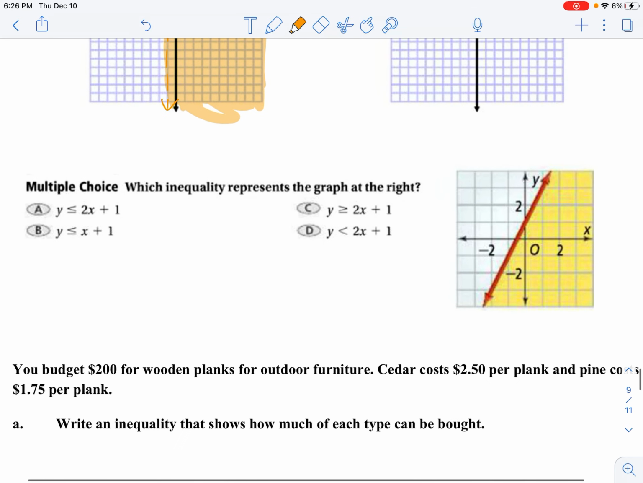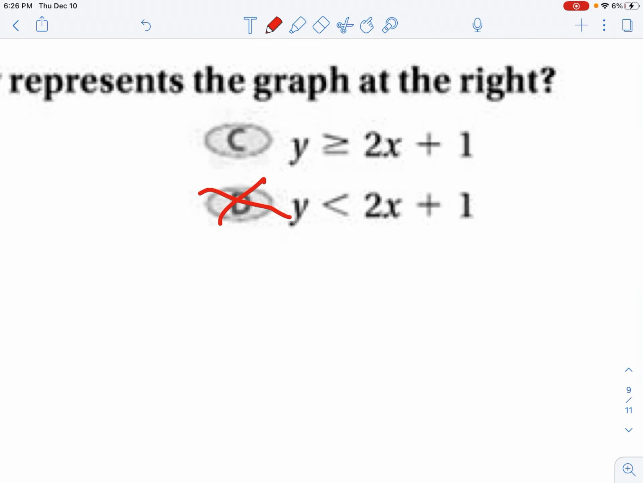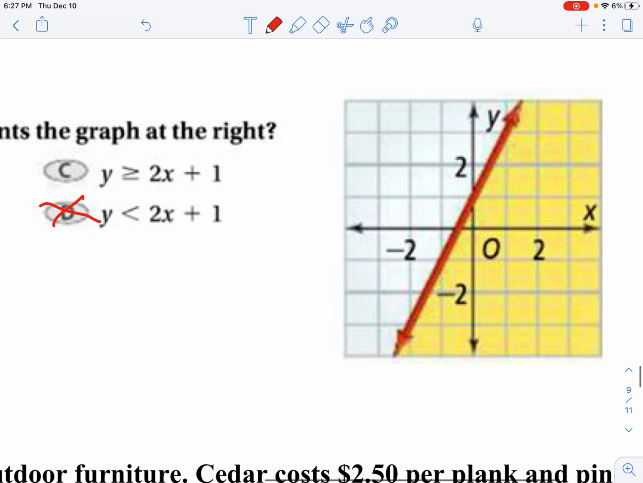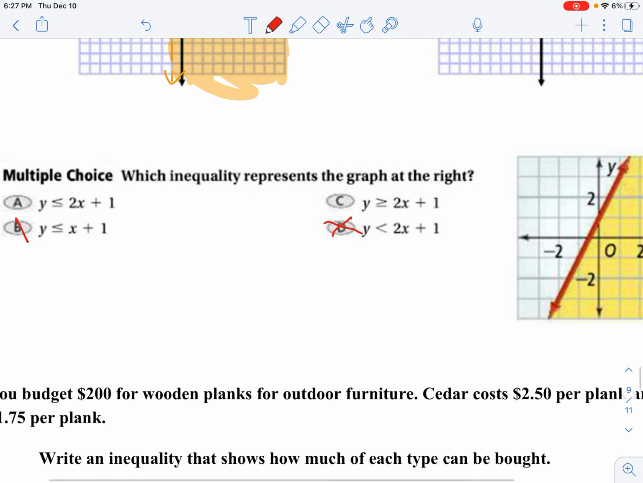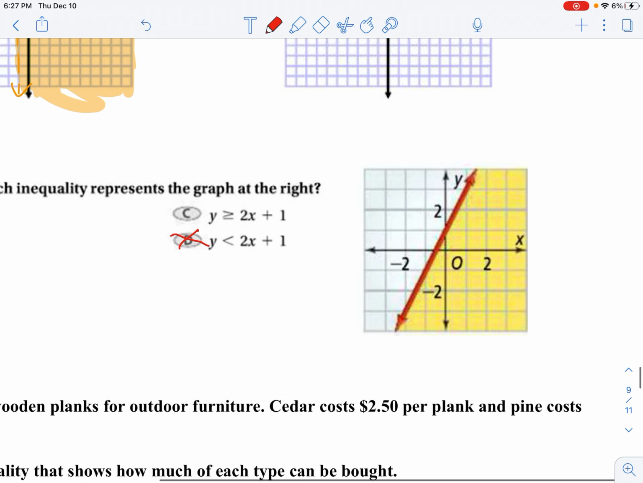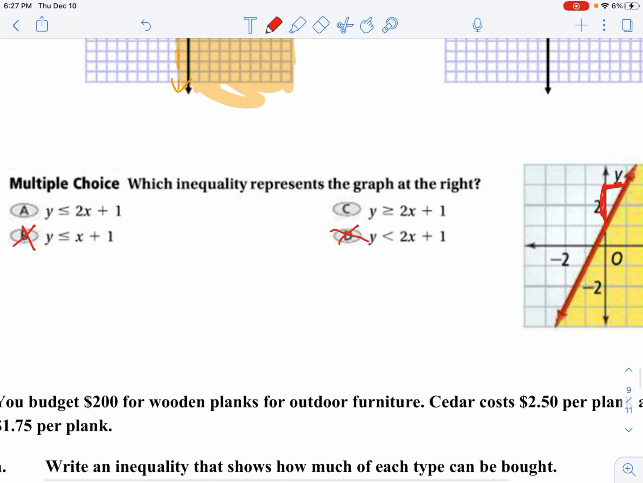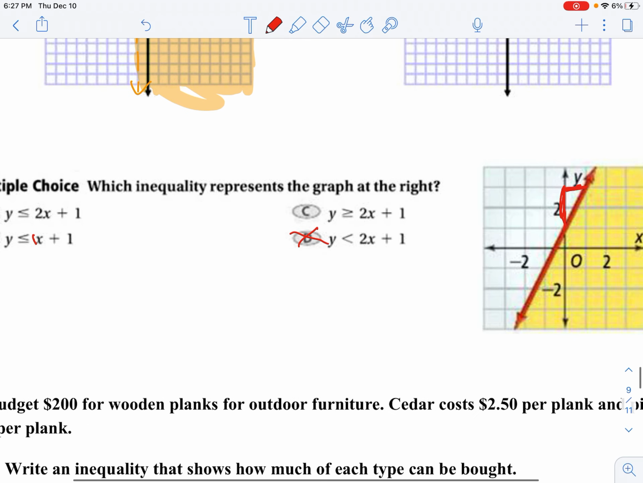Next one. We have a multiple choice. It says, which inequality represents the graph at the right? Well, I know it's not D, because D has an inequality without an equal sign. And this one's going to have an equal sign because we've got a solid line over there. Next, I know it's not going to be B, because my slope here is rise 2, run 1. Which means my slope would be 2, and this one only has a slope of 1x. So it can't be B, which leaves me down to A and C.